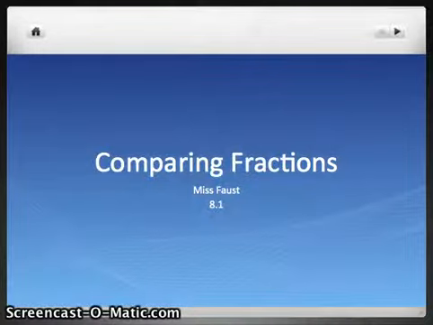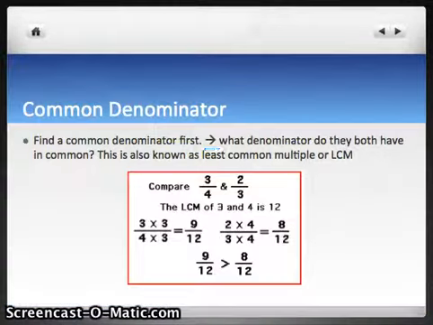Today we're going to learn about comparing fractions. When comparing fractions, the first thing you need to do is have a common denominator, or the same denominator. When you find a common denominator, you need to figure out what denominator they both have in common. That is also known as the least common multiple.